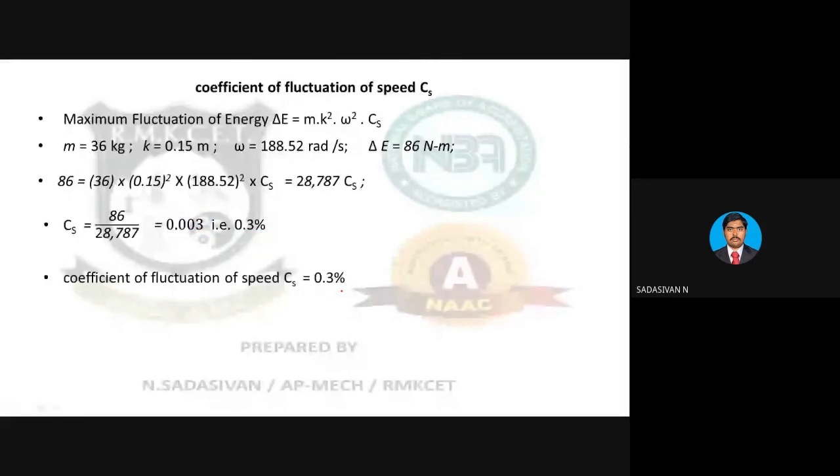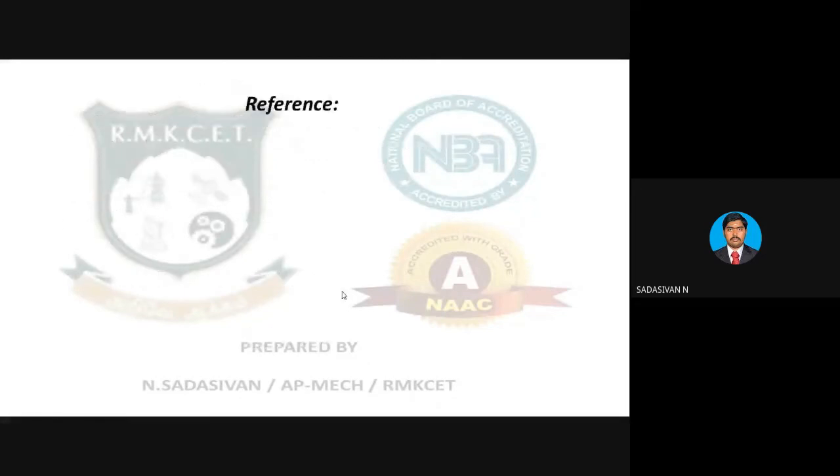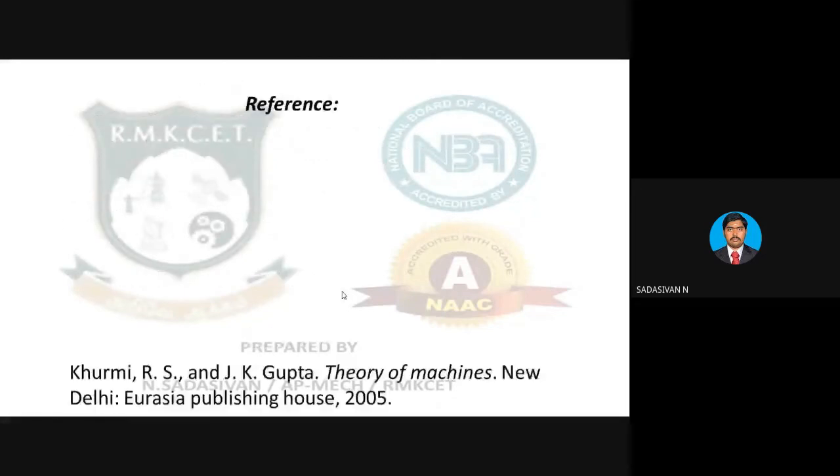Coefficient of fluctuation of speed equal to 0.3%, which means what? Within one rotation, the crankshaft speed is varying. From 0 to 30 degree, it has one speed, 30 to 60 degree, it has one speed, 60 to 90 degree, it has another speed. Like that, within one revolution itself, it is having fluctuation in speed. That speed variation comes around 0.3%, the difference between maximum speed and minimum speed. So that is the end of the problem. This is your 16.4 problem number.